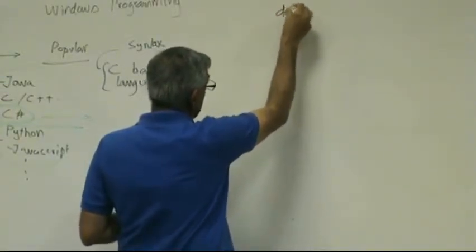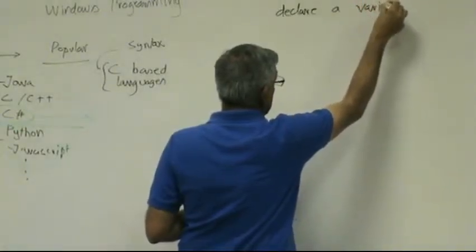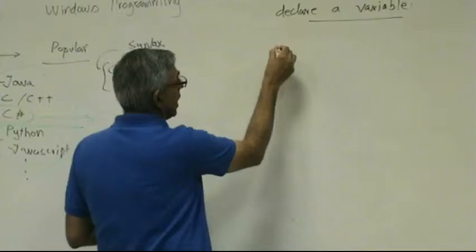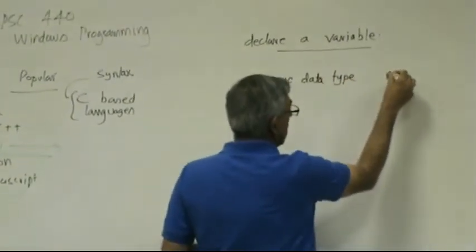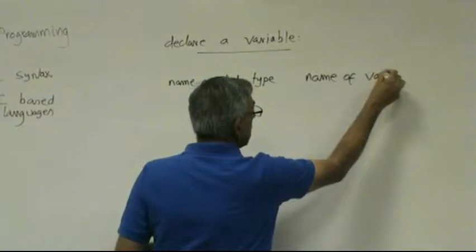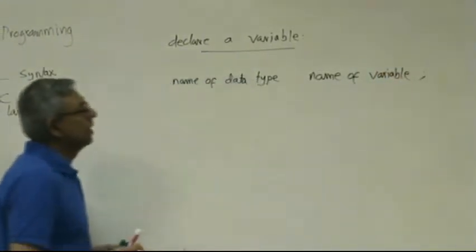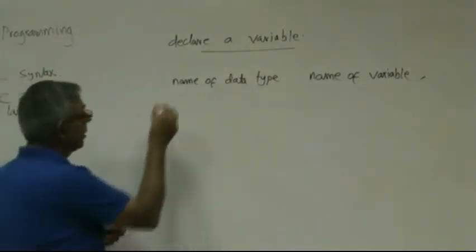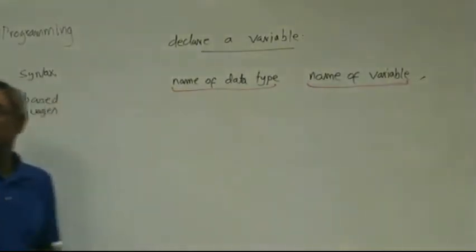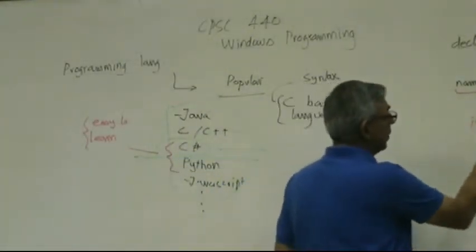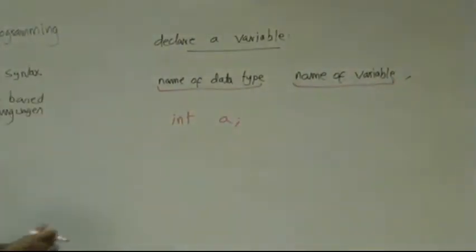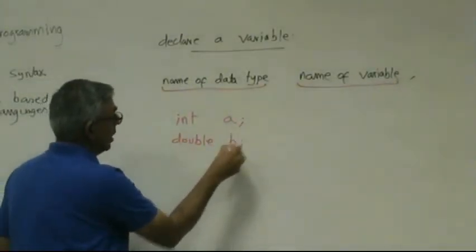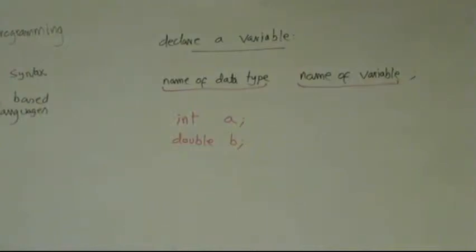If you have to declare a variable, you will always start with the name of the data type, followed by the name of the variable, and then the semicolon. For example, if you wanted to declare a variable to store an integer, it doesn't matter if it's Java, C, C++, or C#, you will write int a. So the name of the data type is integer, the variable is a, right? Same way, take a look, double b, right? All of these languages follow the same style.